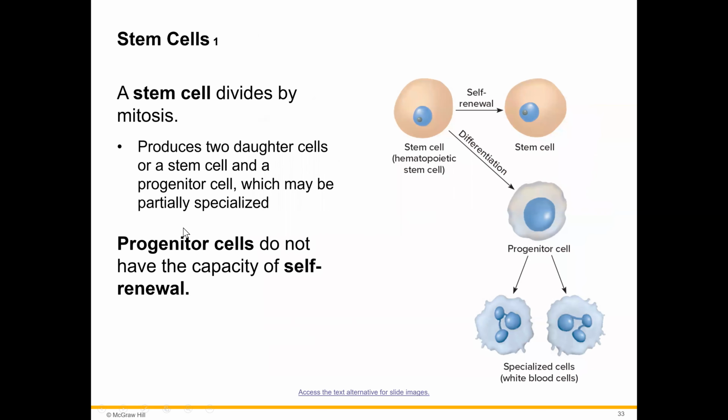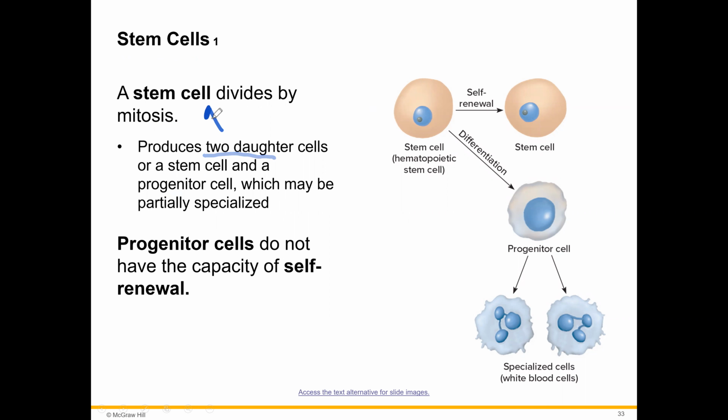Okay, and now we will talk briefly about stem cells, because I will have a separate lecture about stem cells. Stem cells divide by mitosis and produce 2 daughter cells, either as stem cells or progenitor cells. So, well, here no difference, right? Many cells can divide. So if cells divide, it makes 2 daughter cells.